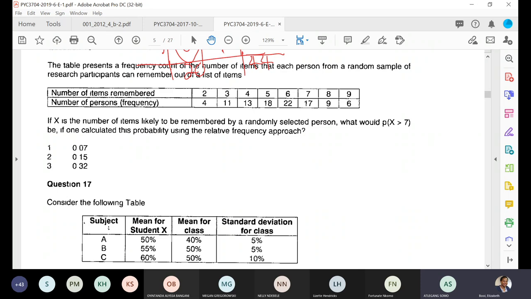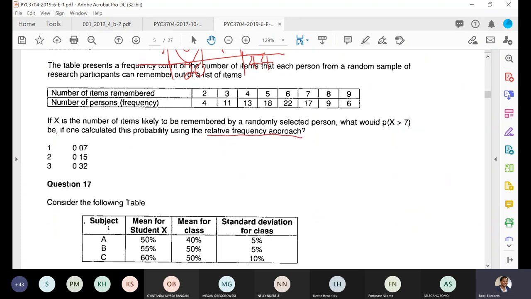The table represents a frequency count of the number of items that each person from a random sample of research participants can remember out of the list. The number of items remembered are those ones. Number of persons frequency are those ones. If X is the number of items likely to be remembered by a random person, what would be the probability of more than 7 items being remembered, if one calculated this probability using the relative frequency approach?